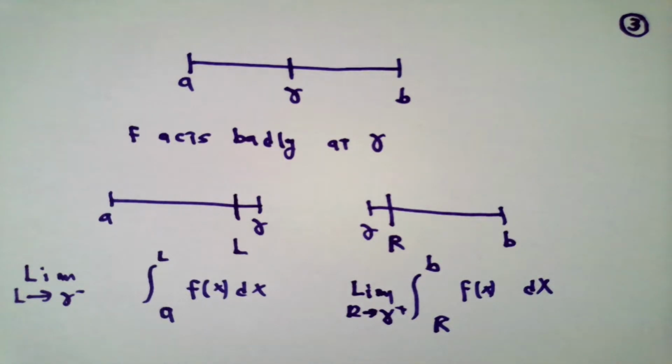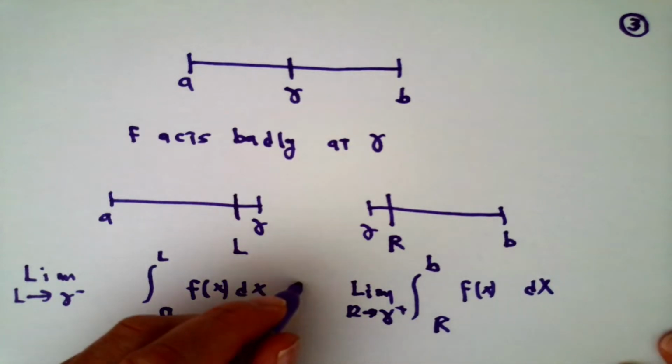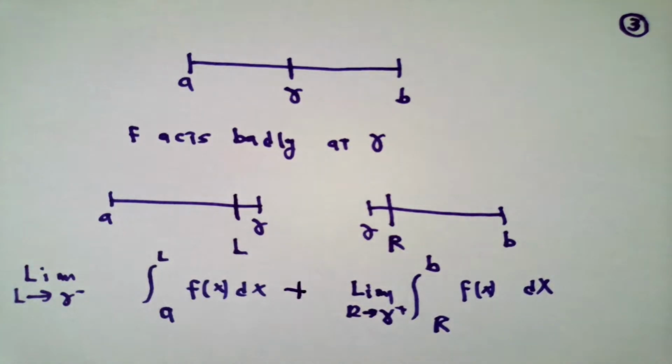equals gamma. If both of these integrals exist, meaning actual real numbers, then I add them together, and I'll call that the integral from a to b of f of x dx. If either one or both of these two limits doesn't exist, then we say that the integral doesn't exist. In either case, we call this an improper integral because the thing that we're integrating isn't continuous.